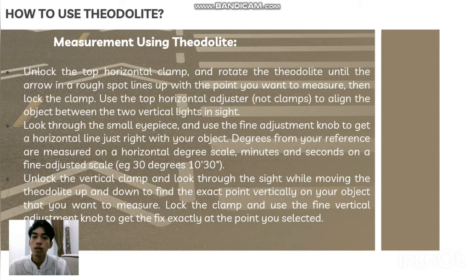Measuring using the theodolite. First, unlock the top horizontal clamp and rotate the theodolite until the arrow in the rough sight lines up with the point you want to measure. Then lock the clamp. Use the top horizontal adjuster, not the clamps. Align the object between the two vertical lines inside. Look through the small eyepiece and use the fine adjustment knob to get a horizontal line just right with your object.